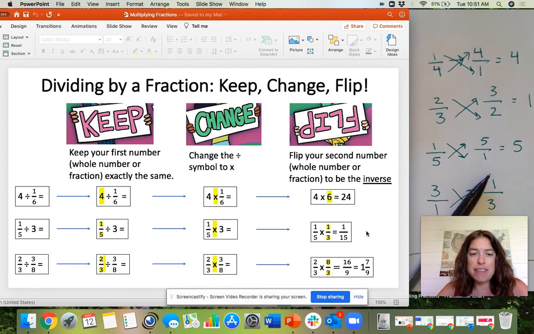This also makes sense to me because saying I have 1/5 of a pizza and I have to share it with 3 people, so I'm cutting it into 3 pieces, is the same as cutting it into thirds and taking 1/3 of 1/5. And when we hear 1/3 of 1/5, that signals to us that we are multiplying.